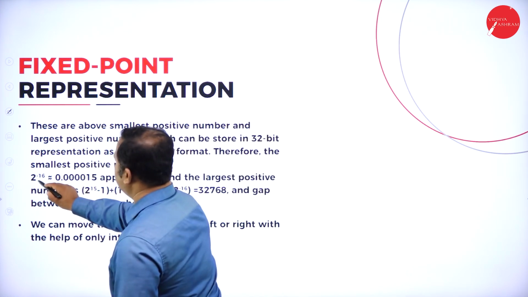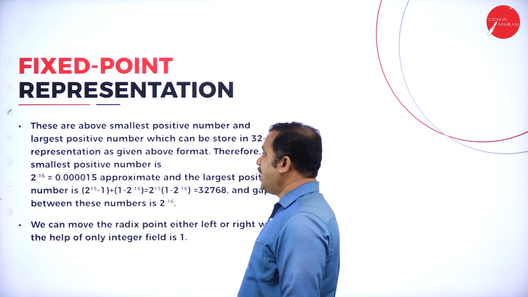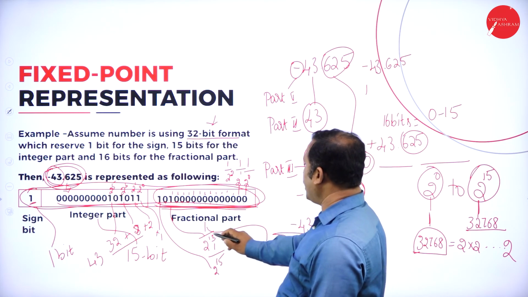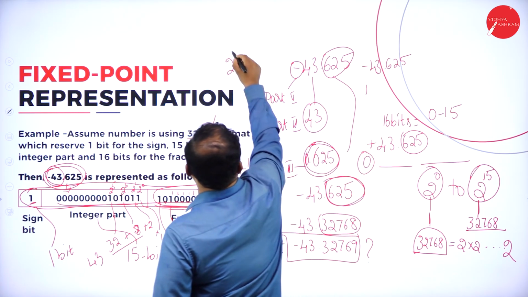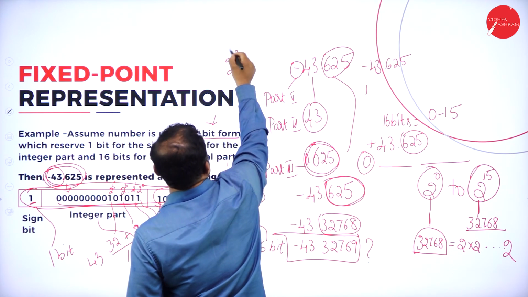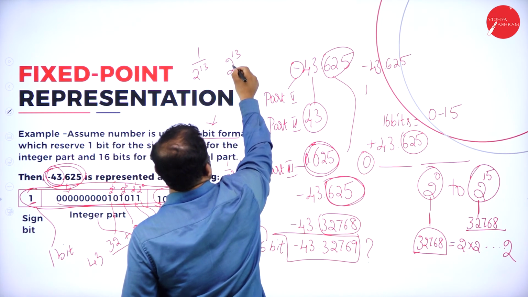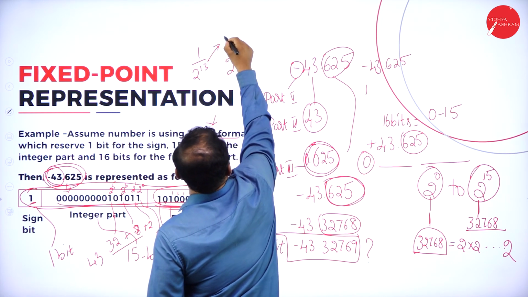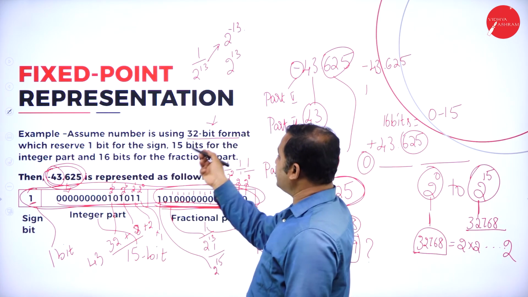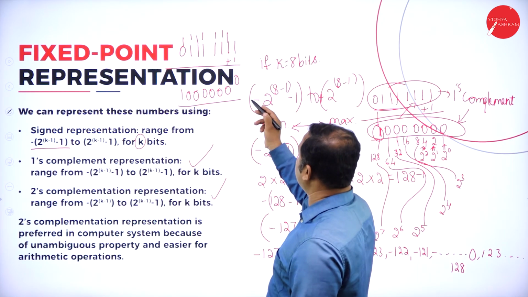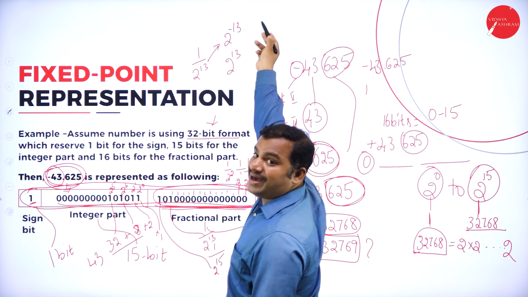We have 2 raised to the power of minus 16. Please understand it very carefully. 1 by 2 raised to the power of 13 is not the same as 2 raised to the power of 13. I can represent it in this form: it can also be represented as 2 raised to the power of minus 13. In the same format, 1 by 2 raised to the power of 13 is 2 raised to the power of minus 13.